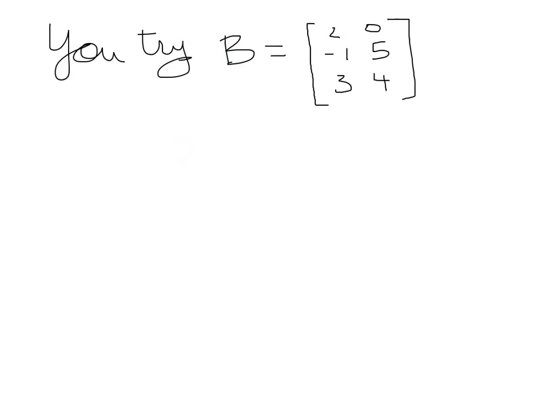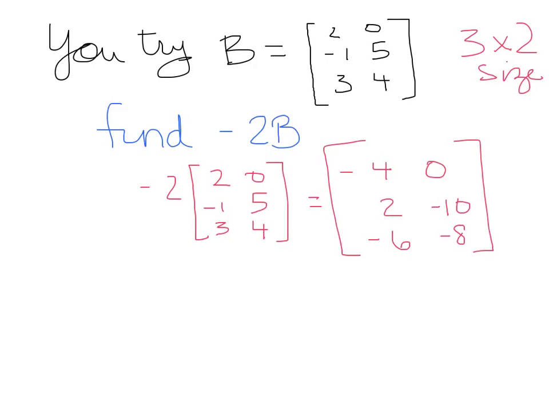So you can go ahead and try this one. I've given you a matrix B. You might want to identify the size of that, and then find negative 2B. Okay? I'm going to pause it and we'll come back with the answers. Okay, it was a 3 by 2 matrix to start with. That's the size of my answer. You can see how I just distributed to every element within the matrix, and that's what you get.